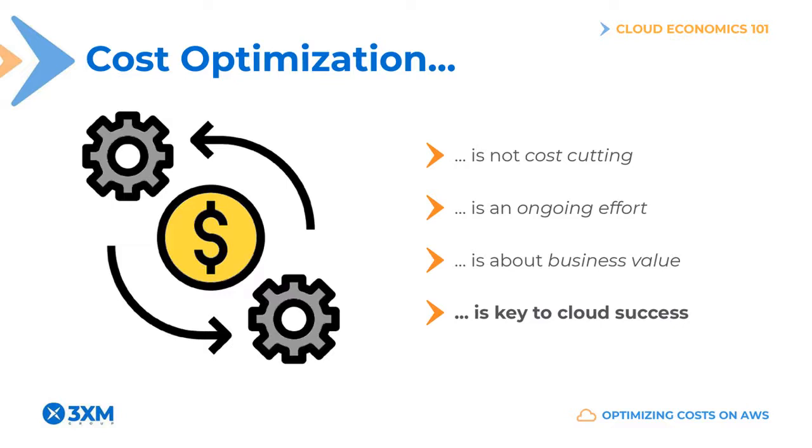Third, cost optimization is about business value. So while avoiding costs is an important part of it, the end goal behind cloud cost optimization is to make money, not to save money. So cost optimization seeks to deliver the highest business value at the lowest cost, so you can free up capital for other business differentiating activities. And last, cost optimization, as you'll see throughout this session, is key to cloud success.